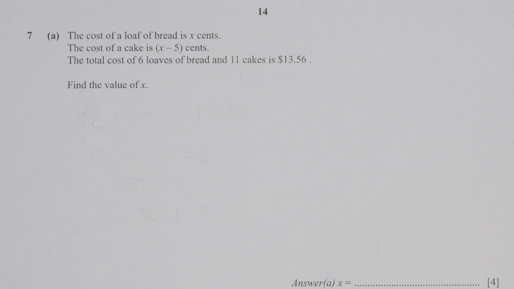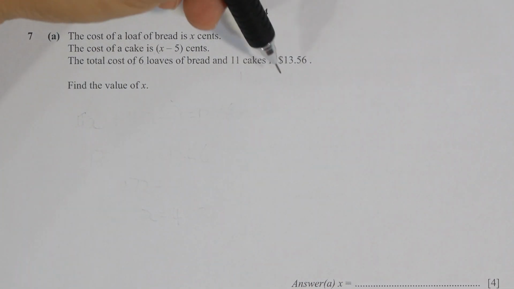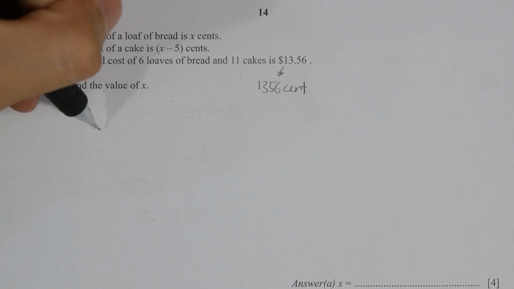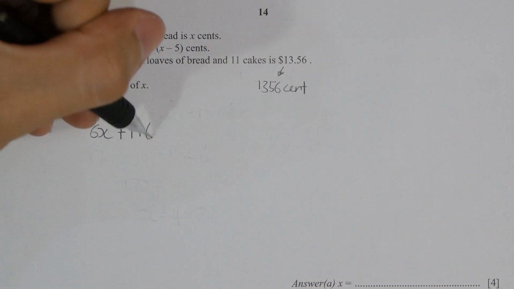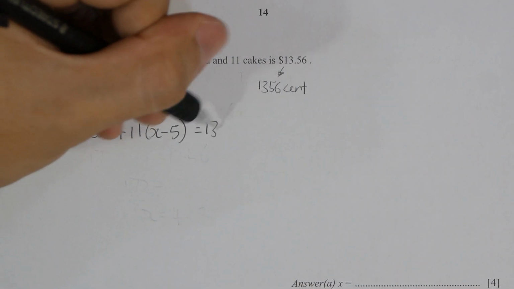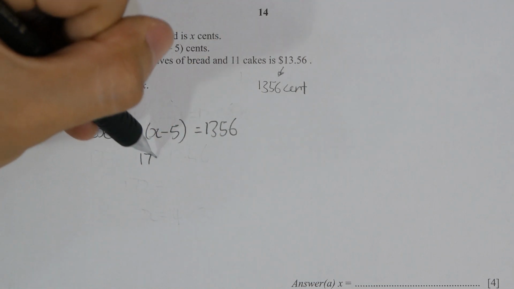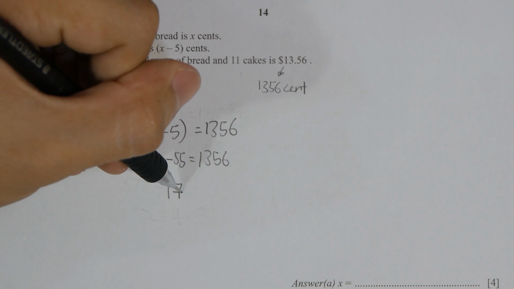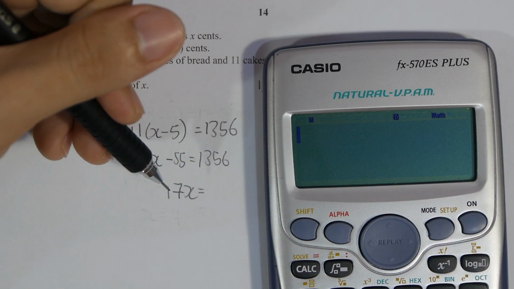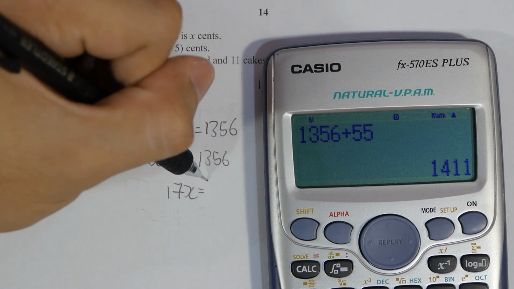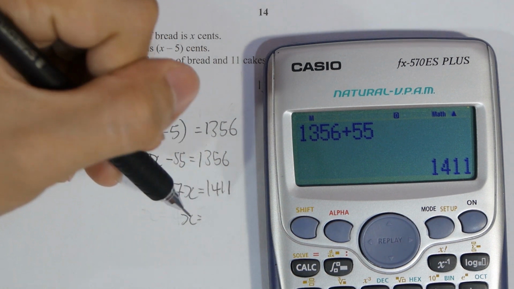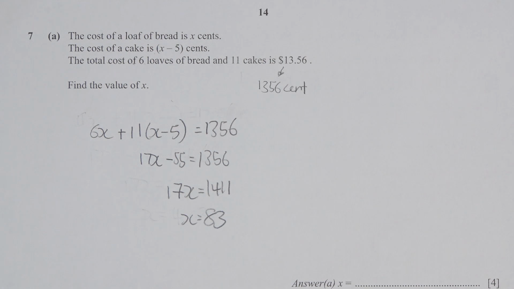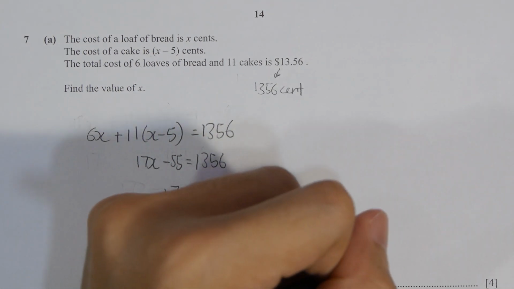Question 7a. The keyword here is cent. For the 13.56, you are required to convert it into cent by writing it as 1356. Find the value of x. 6x plus 11 bracket x minus 5 equals 1356. By running a calculation, you will get x as 83 cents.